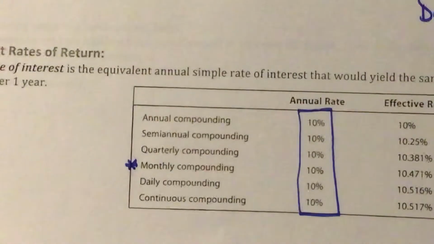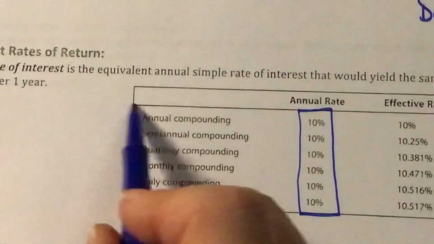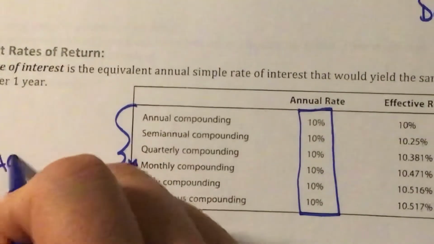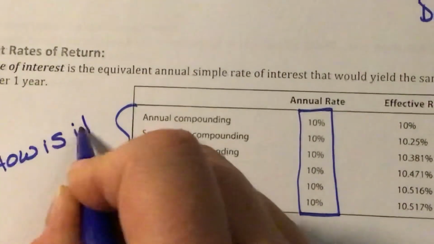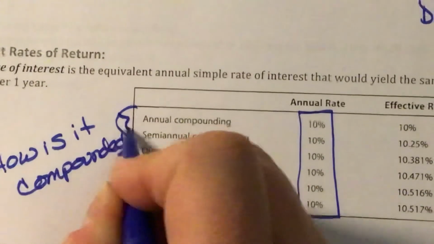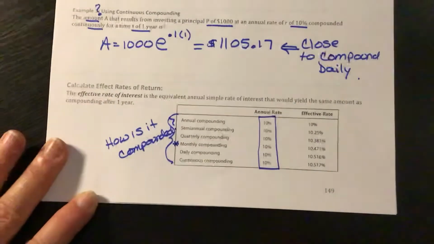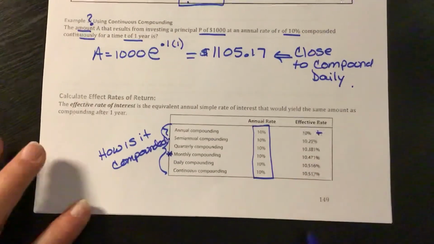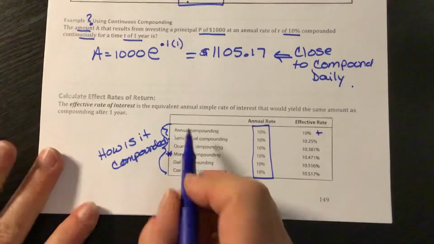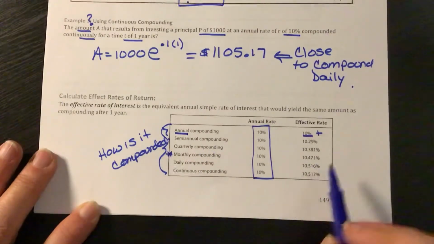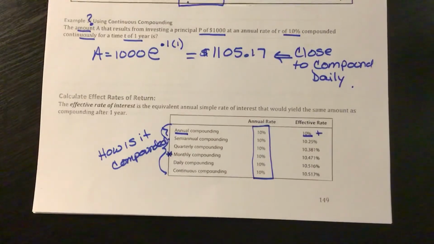All right, so this depends on how it is compounded. If they do the compounding more than one time during the year, you're going to have more than 10%. Annual is 10%, but anything else, we're going to add more money to that.